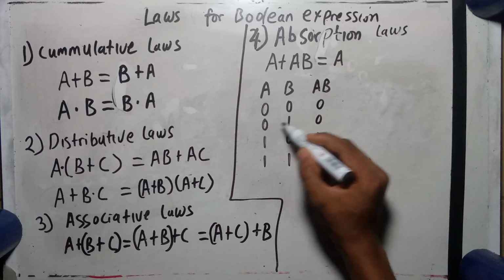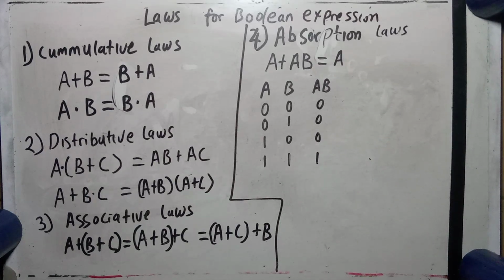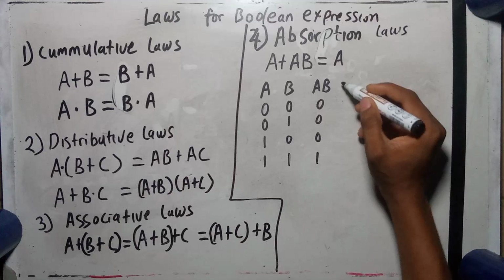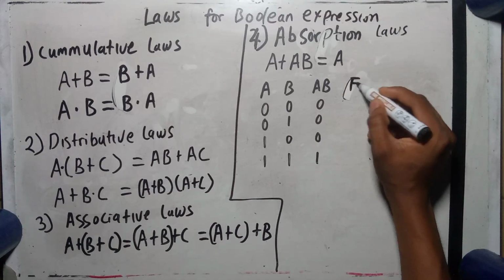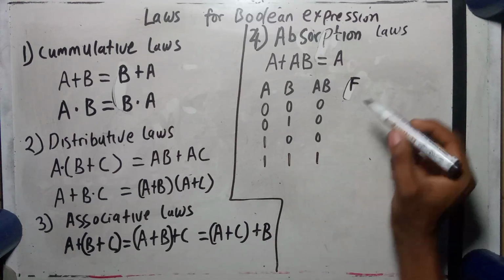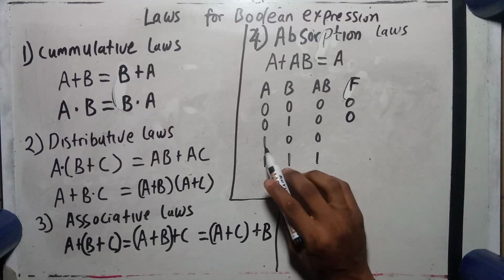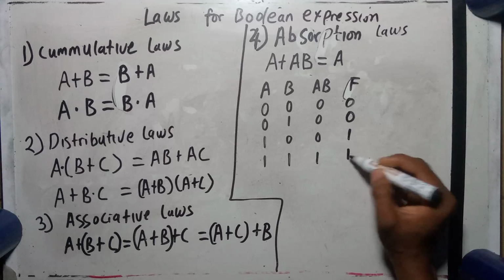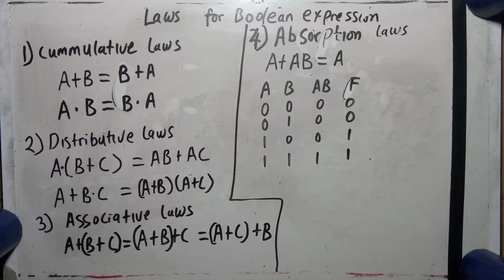0 times 0 is 0, 0 times 1 is 0, 1 times 0 is 0, and 1 times 1 is 1. Now when we add A to AB, let us see what we have. Let's call our answer F. So 0 plus 0 is 0. 0 plus 0 is 0. 1 plus 0 is 1. 1 plus 1 is 1. At the end of the day, you see it has the same pattern as that of A.